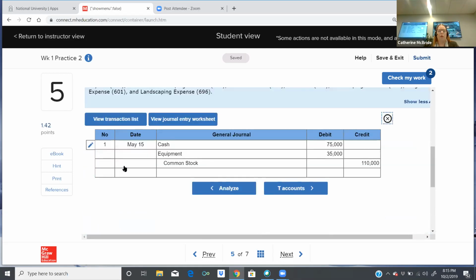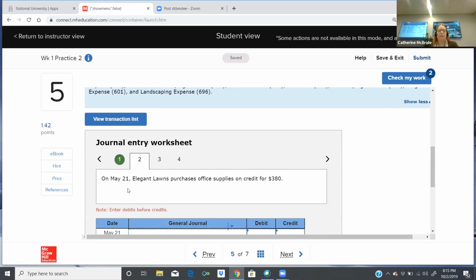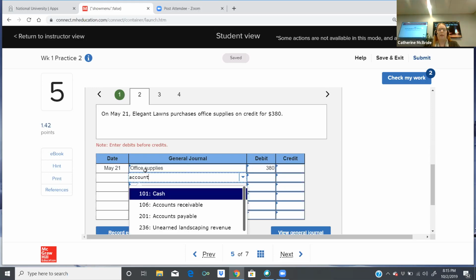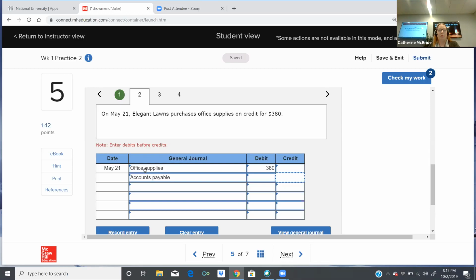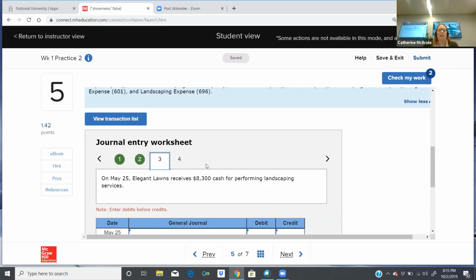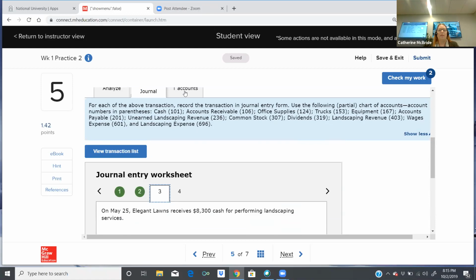For our general journal, we purchased office supplies on credit. We've already figured out we're going to debit office supplies for $380, and we're going to credit accounts payable for $380. I'm going to record the entry so I don't make the mistake I did before. And then I'm going to go to my T accounts.